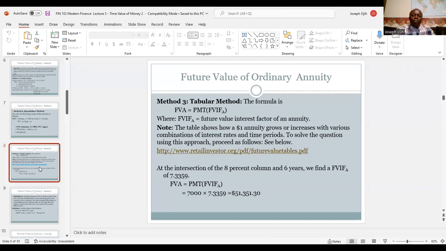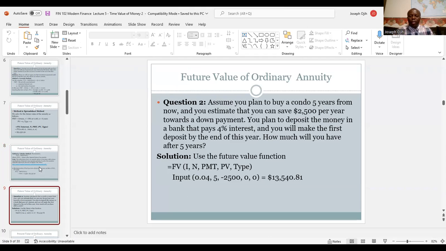Now, I like to do examples because the more examples you do, the more you get better at things like this. Look at this example. It says, assuming that you plan to buy a condo 5 years from now, and you estimate that you can save $2,500 per year towards a down payment. You plan to deposit the money in a bank that pays 4% interest, and you will make this deposit by the end of the year. How much will you have after 5 years? Now, this is a future value for ordinary annuity because you make the payment at the end of the year. So the type will be 0.